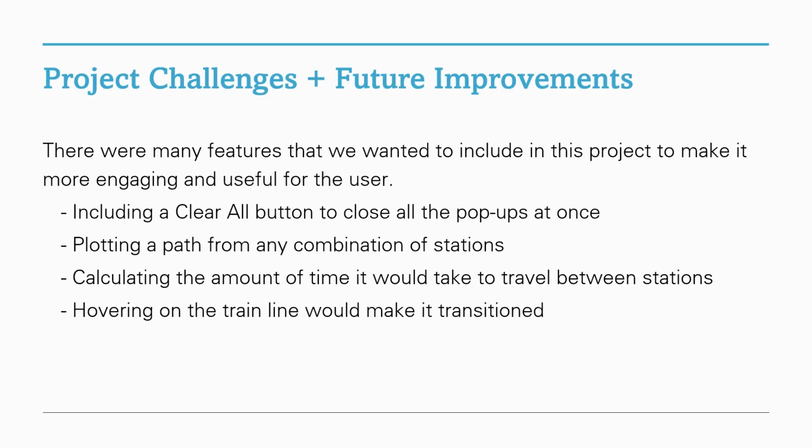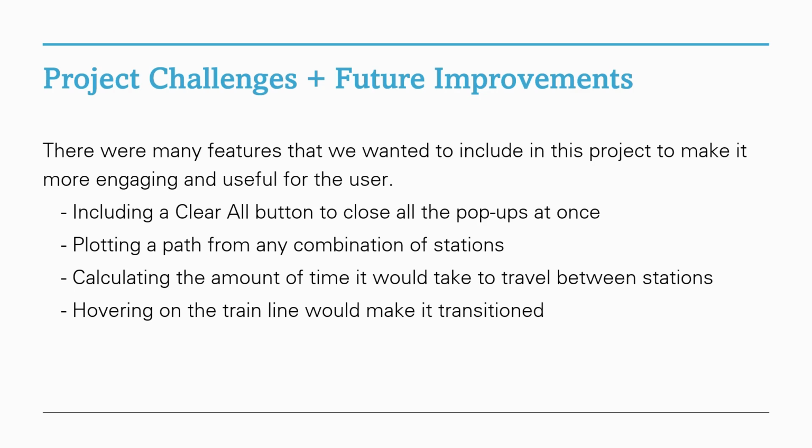Some of the project challenges that we faced include many features that we wanted to include, but that would make the website more engaging and useful for the user. For instance, we wanted to include a clear all button to close all the pop-ups at once, since closing the pop-ups requires that you click on the station name a second time. We also wanted to plot a path from any combination of stations. So if a user wanted to go from Indian Creek, for instance, to the airport, we would be able to plot the route that they would take.